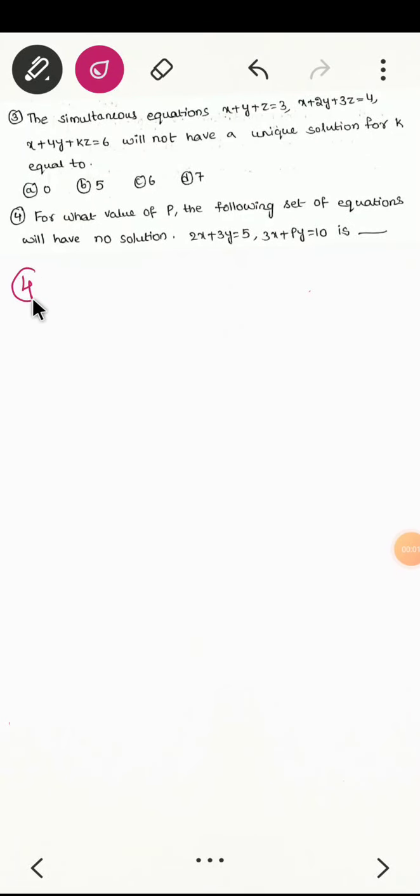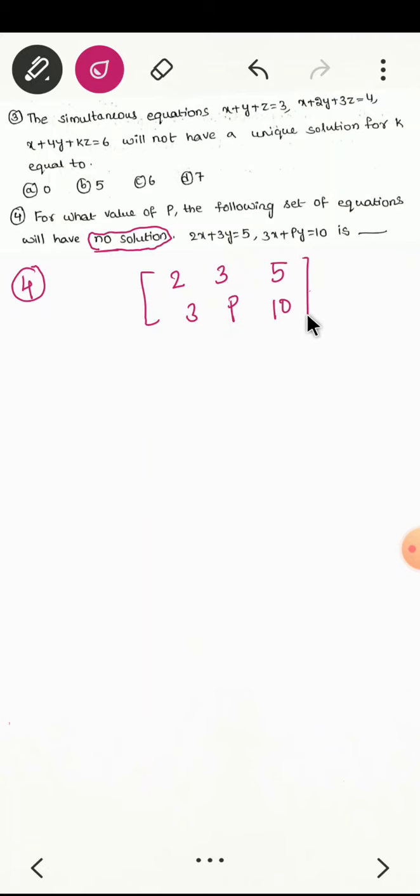Now problem number 4. For what value of p will the following set of equations have no solution? So you should get no solution. When do you get no solution? Whenever rank of A is not equal to rank of AB. So first we will take, there are only two variables, 2, 3, 5, 3, p, 10.